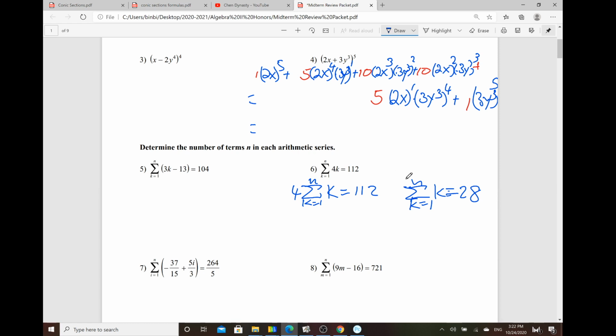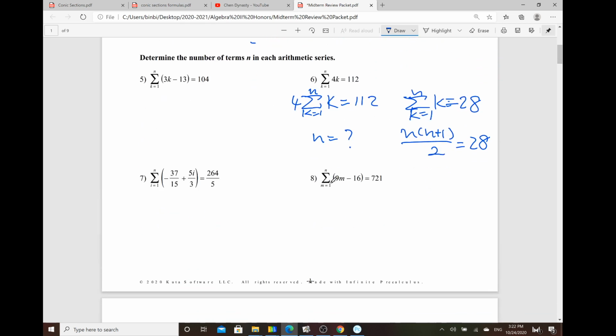And then after that, you want to expand it. So this one is just like a basic arithmetic series. So that means n times n plus 1 over 2 equals 28. And then from there, you want to solve for n. Okay?